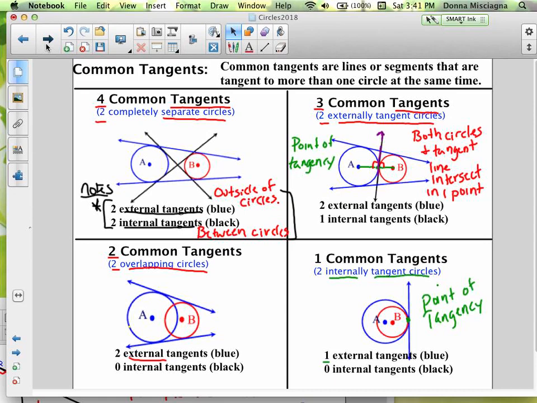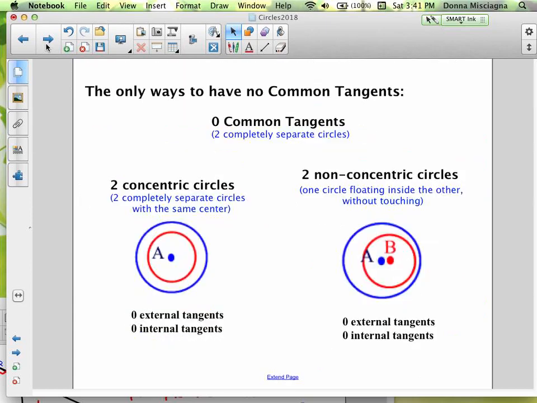And we got one more situation here. So now you see where we have 4, 3, 2, 1. So 4 is the most. Then we could have 3 if they intersect in a point, 2 if they overlap, 1 if they intersect in a point but one's inside the other.